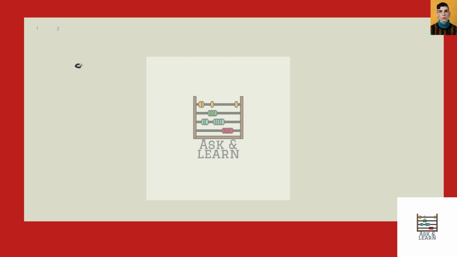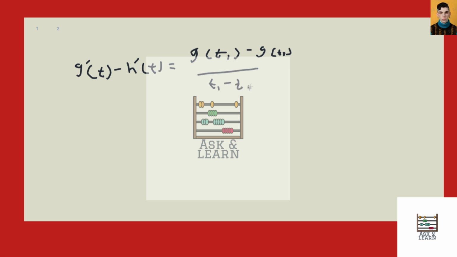So we can write g prime of t minus h prime of t is equal to, by the mean value theorem, g of t1 minus g of t naught over t1 minus t naught. I'm going to bring this over. And then minus the same thing for h: h of t1 minus h of t naught over t1 minus t naught.